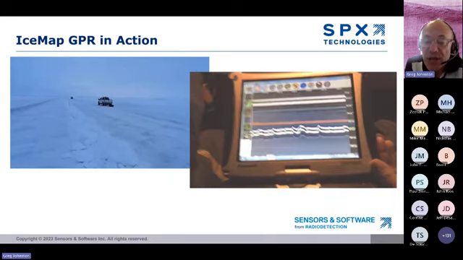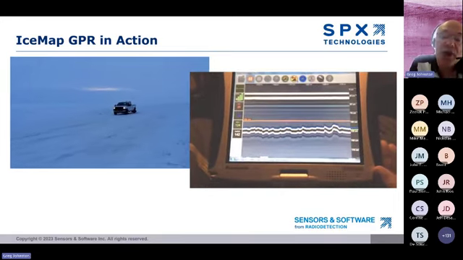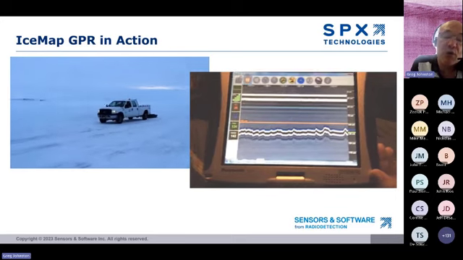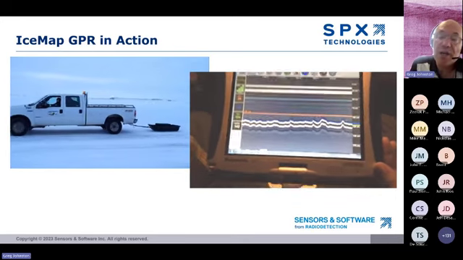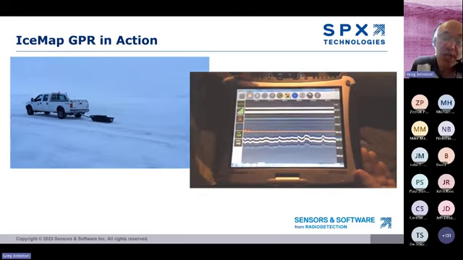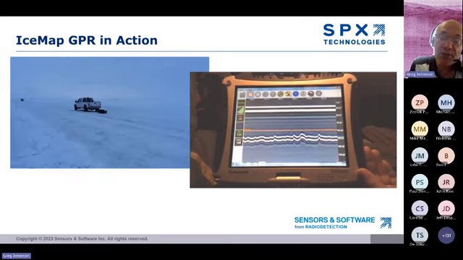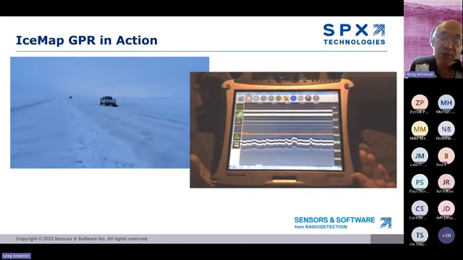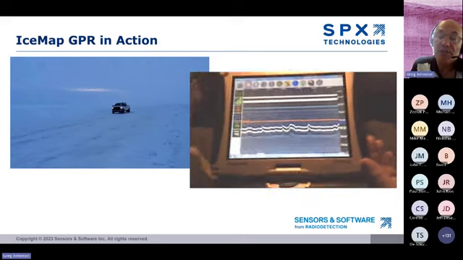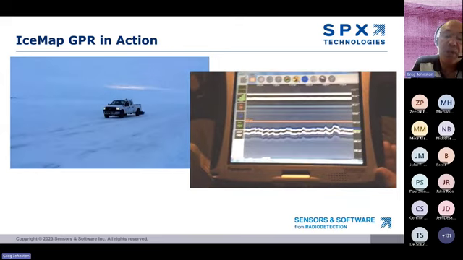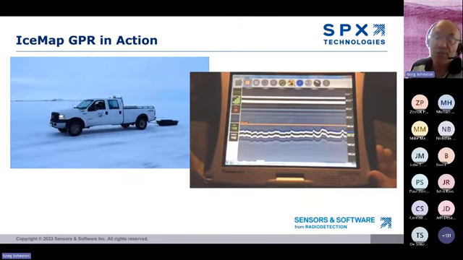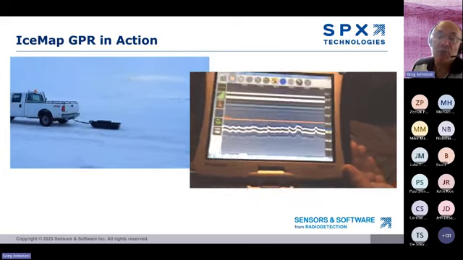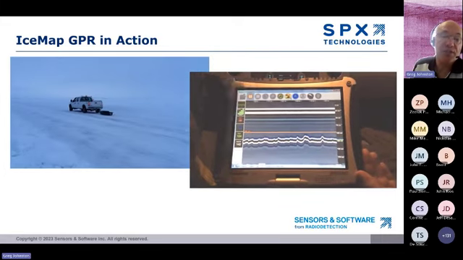In northern areas of Canada, Alaska, and Europe, people travel on ice roads in the winter. These are roads made across lakes and rivers. So we have a GPR system called IceMap that is used to ensure ice roads are thick enough to support the trucks going over them. Over the last 20 years, monitoring ice roads has really become routine in these jurisdictions.